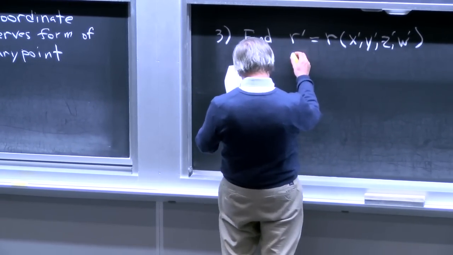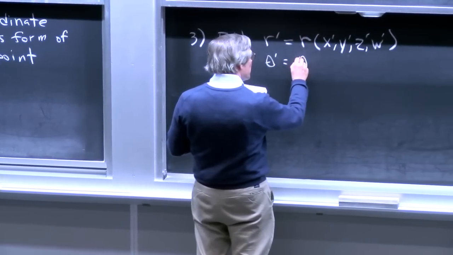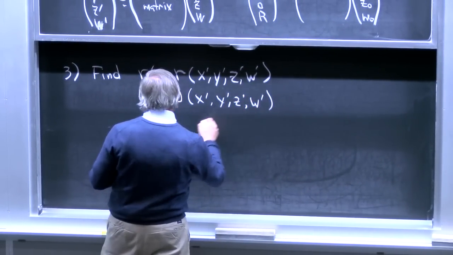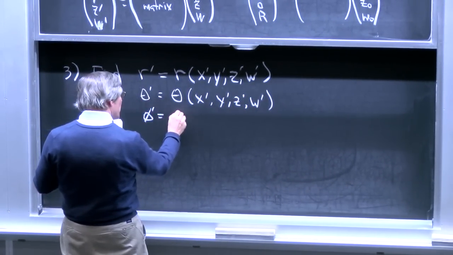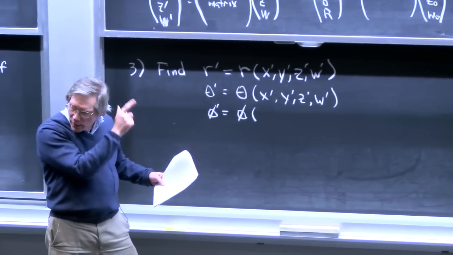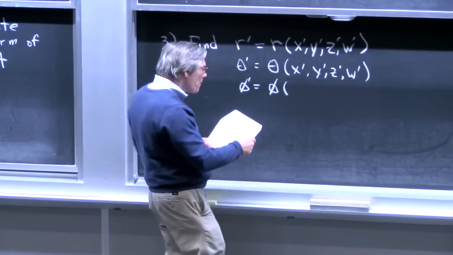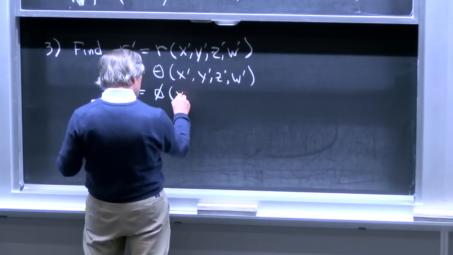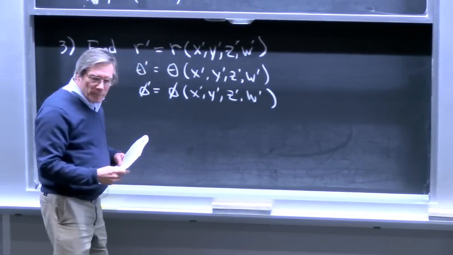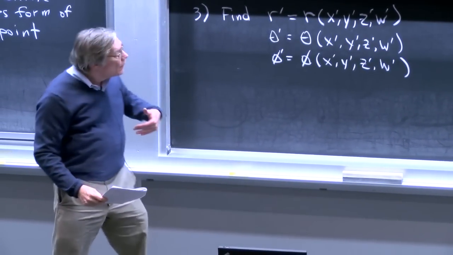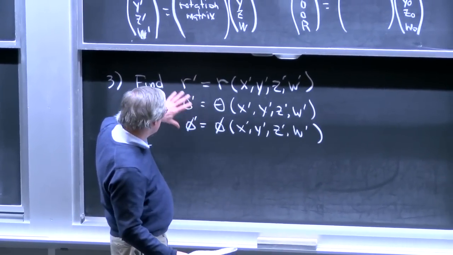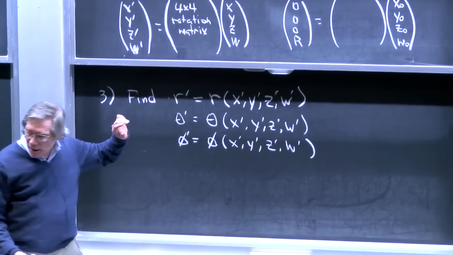And similarly for the other variables, theta prime is the theta function of x prime, y prime, z prime, and w prime. And phi prime is equal to the phi function. These are all well-known functions that we know. I just don't want to write them out explicitly because that's a lot of work. So it's phi of x prime, y prime, z prime, w prime. So now with these 3 steps, we have our mapping. We can start with an arbitrary point, perform the rotation, and then calculate the angular variables again.